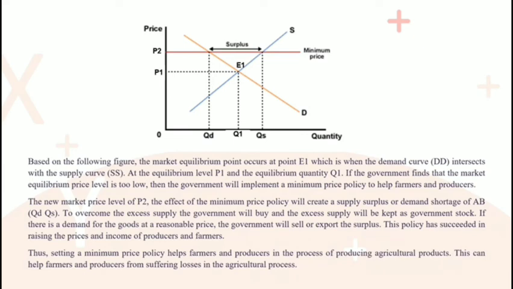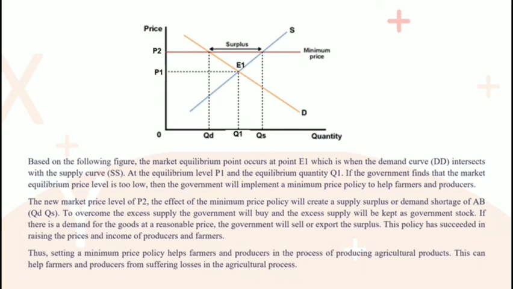At the new market price level of P2, the effect of the minimum price policy will create a supply surplus or demand shortage of AB. To overcome the excess supply, the government will buy and the excess supply will be kept as government stock. If there is a demand for the goods at a reasonable price, the government will sell or export the supplies. This policy has succeeded in raising the price and income of producers and farmers.